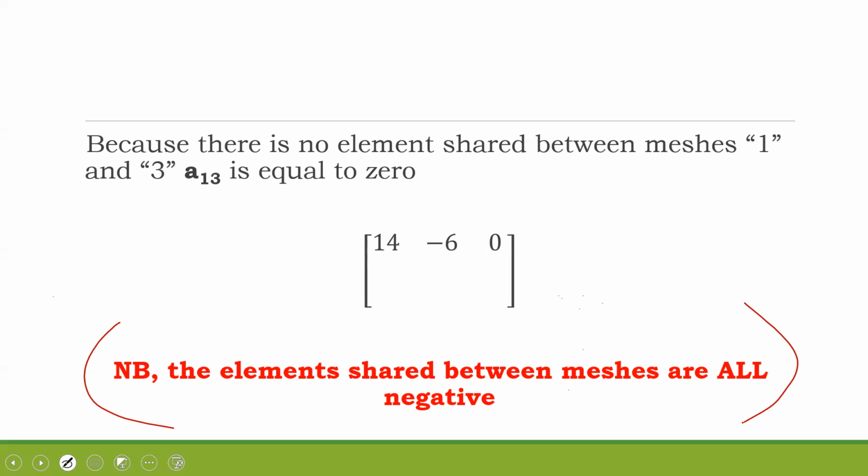Wait, sir, can you read that once again, please? It's written there, on the screen. The elements shared between meshes are all negative. So the 6 was shared between meshes 1 and 2, yes? So it's -6. Which means, therefore, that the element between 2 and 1 would also be -6.